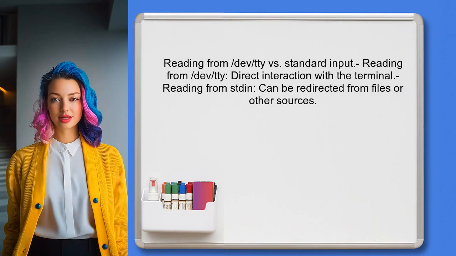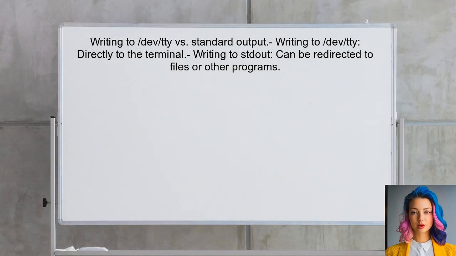Now, when the user reads from /dev/tty, they are directly interacting with the terminal. In contrast, reading from standard input may involve redirection, meaning the input could come from a file or another source. When writing to /dev/tty, the output goes directly to the terminal, while writing to standard output may also be redirected. This means that standard output can be sent to a file or another program.